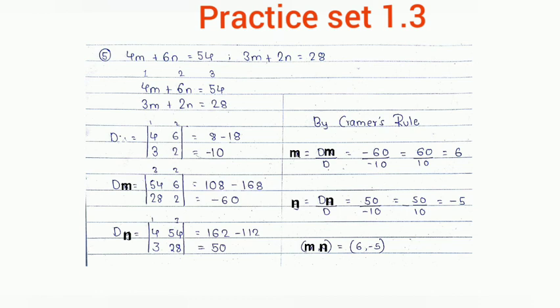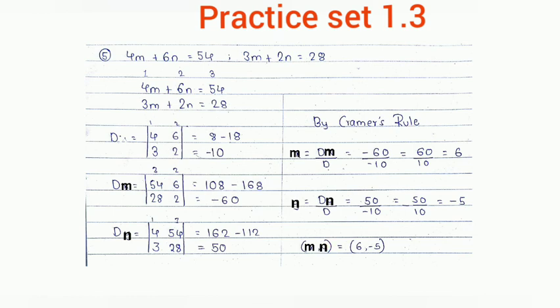So by applying Cramer's rule, m is equal to Dm by D, which is minus 60 upon minus 10. So by simplification we'll get 6 here. And n, which is equal to Dn by D, so it is 50 by minus 10. So here 50 upon 10, which is 5, with the minus sign, so minus 5. So like this we'll get here 6, minus 5. This is m, n, which is the solution.